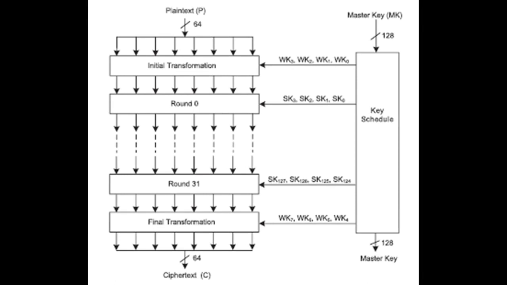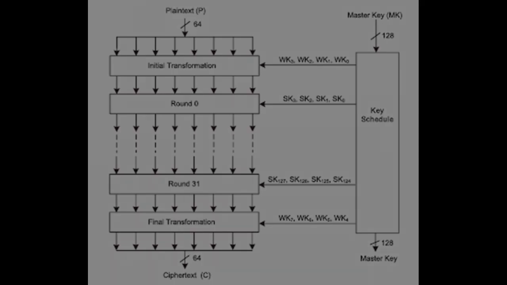Hello, in this video I will tell you about my work on the HIGHT cryptology algorithm. The HIGHT cipher is an 8-branch generalized Feistel network. The picture shows the block diagram of the encryption stage of the HIGHT cipher. The cipher operates on a 64-bit block of plaintext and a 128-bit master key and produces a 64-bit ciphertext.